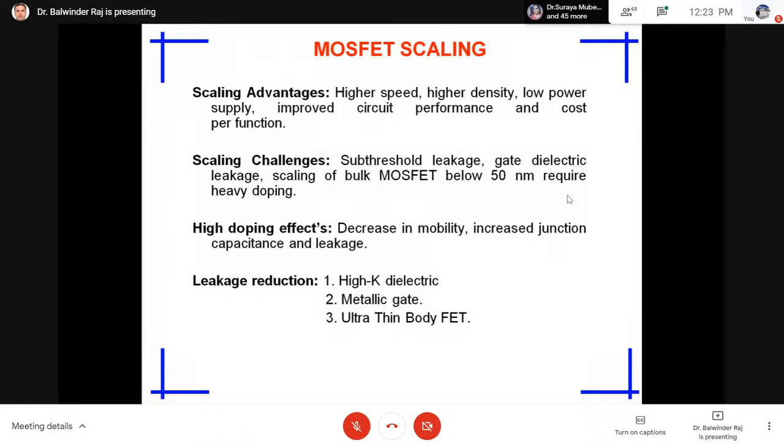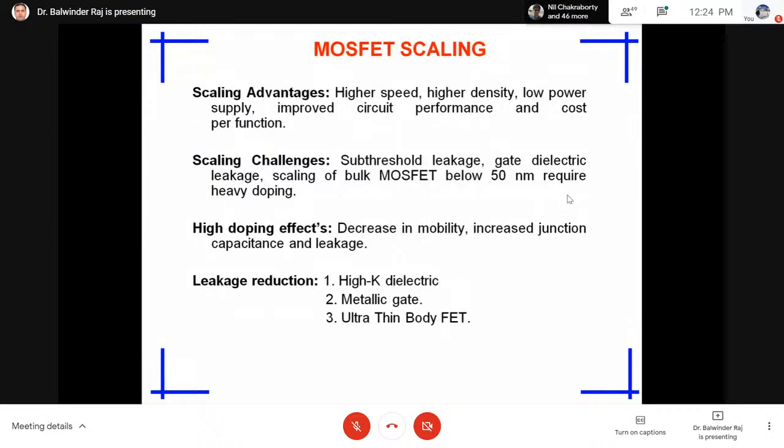So what are the advantages of scaling our devices from 180 to 50 or below 50 to 10 nanometer? Because of high speed, high density, low power, improved circuit performance, and cost per function. At the same time, as I mentioned, the challenges are in terms of subthreshold leakage current and gate dielectric leakage. These can be overcome with alternative, novel device structures. And in bulk devices, we have high leakage current and power dissipation. Those can also be reduced with the help of high K dielectric material.